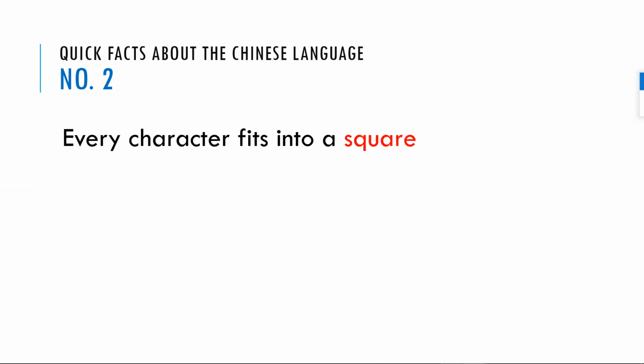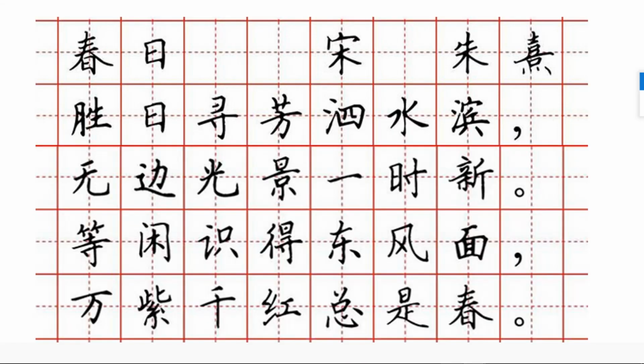Okay. Then the second fact about Chinese language is that every Chinese character fits into a square. You probably have noticed that. I'll show you again. This, I think, looks beautiful. And Chinese calligraphy is very famous. Every child in China is required to write beautiful Chinese characters. This is how you do it. Actually, when I taught our foreign teachers, I also asked them to write characters in those squares. They look beautiful, don't they?